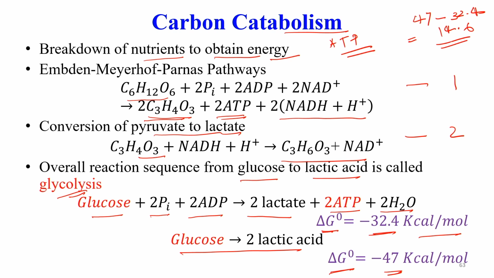14.6, and this 14.6 accounts for 2 ATP molecules. For 1 ATP molecule, it is 7.3 kilocalorie per mole. 7.3 into 2 is 14.6 kilocalorie per mole. So, what it says is, in the case of carbohydrate catabolism, energy is stored in the form of ATP.